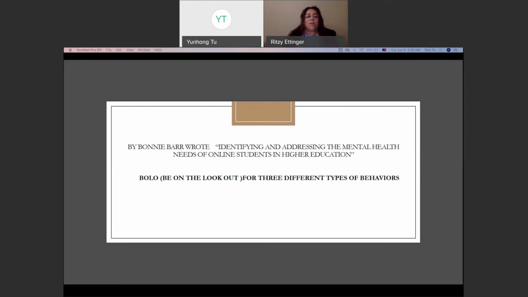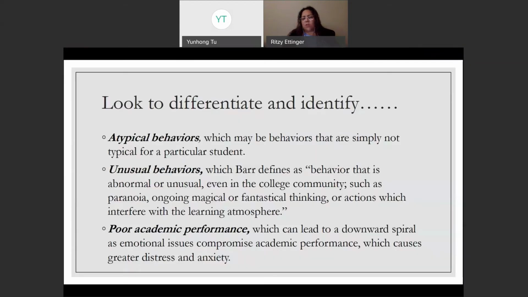So one of the things, there was a great article put out a few years back, and it was specifically put out for professors to look out for 3 types of behavior. And one of them was specifically, let's look at what's atypical for this particular student. And Tom, if you could take me to the next slide. The second one was, okay, this is just this one particular student. It's atypical, right, for them.